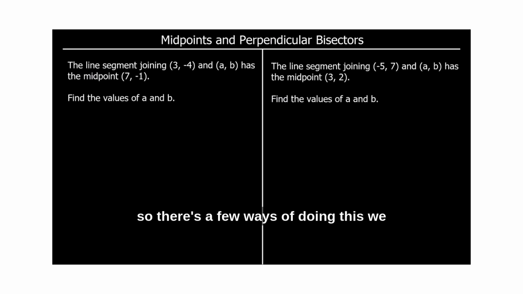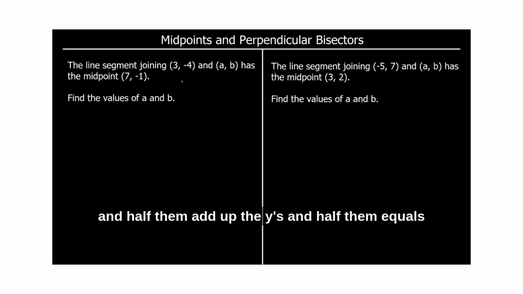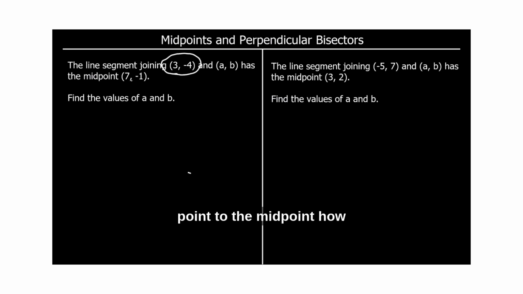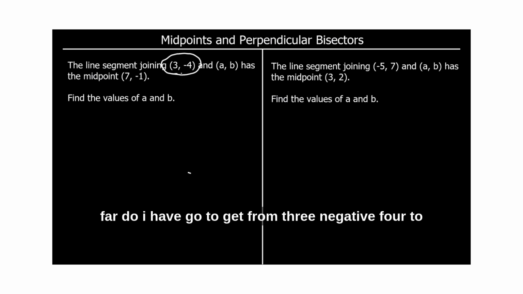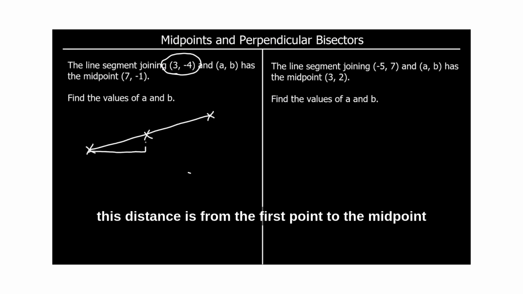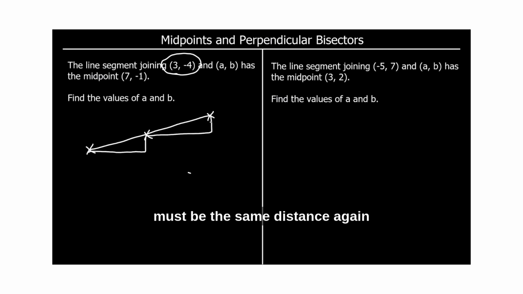So there's a few ways of doing this. We could use the formula we just used. So add up the x's and half them, add up the y's and half them, equals 7, -1. Or I could say the midpoint must be halfway. So I could go the distance from my first point to the midpoint. How far do I have to go to get from 3, -4 to 7, -1? And then add that on again. So if I've got a point and a midpoint, whatever this distance is from the first point to the midpoint must be the same distance again.